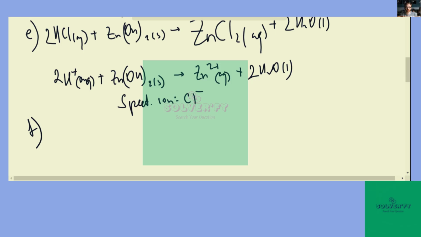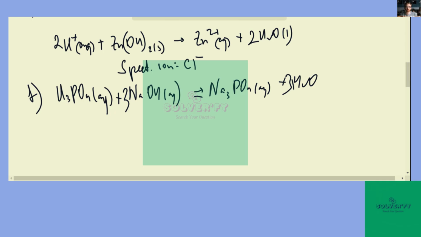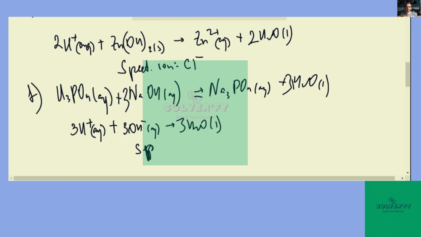So the next one is the reaction between phosphoric acid and sodium hydroxide. It forms Na3PO4 and water. Yeah, the reaction is balanced. Now let's write down the net ionic equation. So the spectator ions are phosphate and sodium.